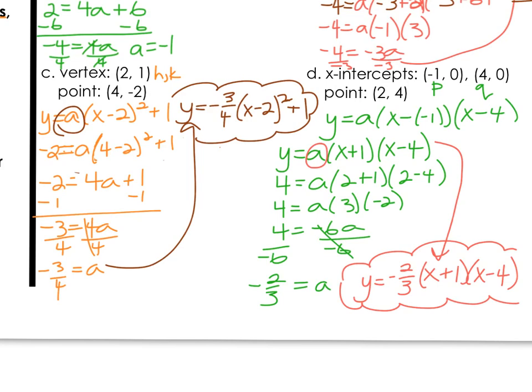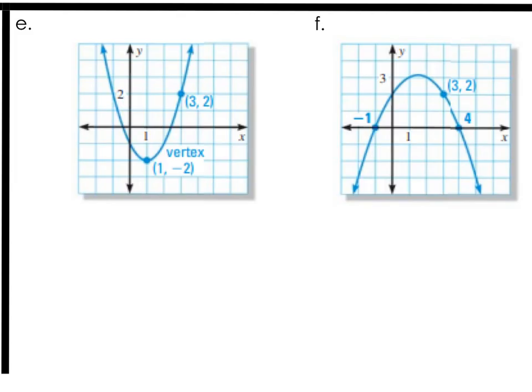All right, on the back, let's look at a different interpretation of this. Our last two examples have us interpreting a graph in order to write the equation. So really, we're going to do the same things we did on the front. We just have to interpret the parts that we need. It's pretty easy to tell what they are, too.